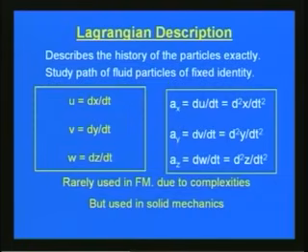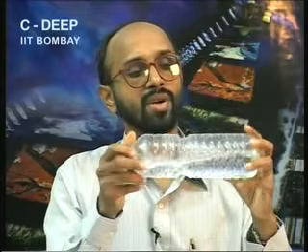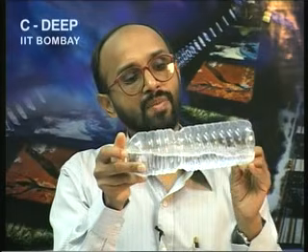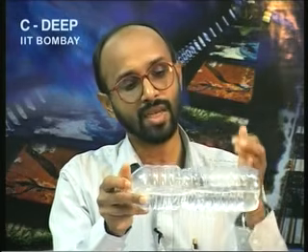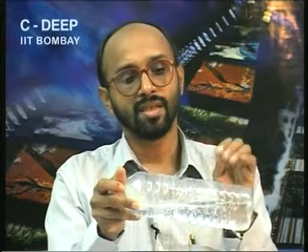And in fluid mechanics we will be using two kinds of approaches or descriptions. First one is called the Lagrangian description. In the Lagrangian description we describe the history of the particles exactly. That means we will study the path of fluid particles of fixed identity. For example, if you consider a flow from one section to another, we will be tracking some of the particles, and what will be happening to those particles from time to time. That is the approach called the Lagrangian approach.